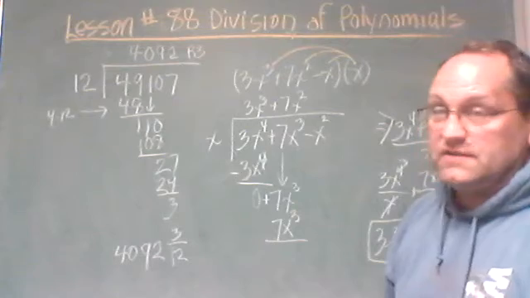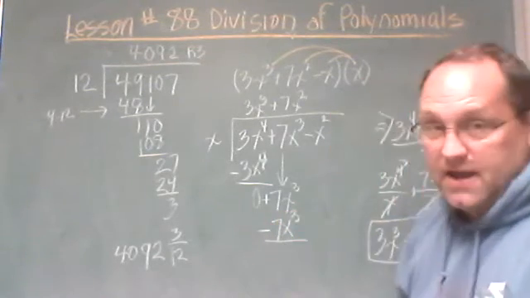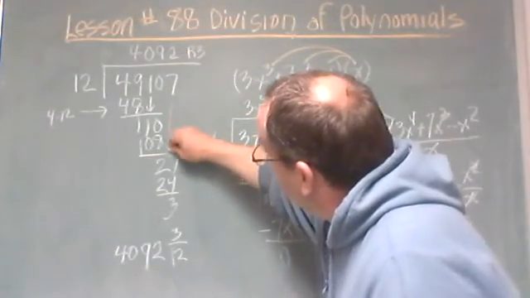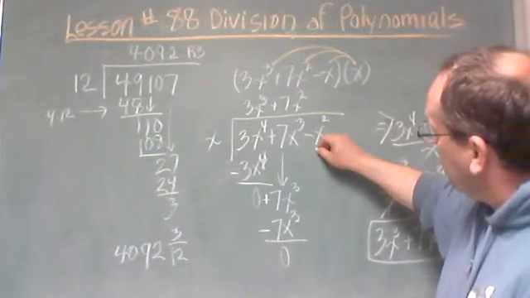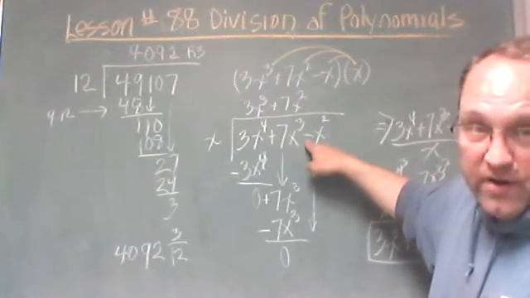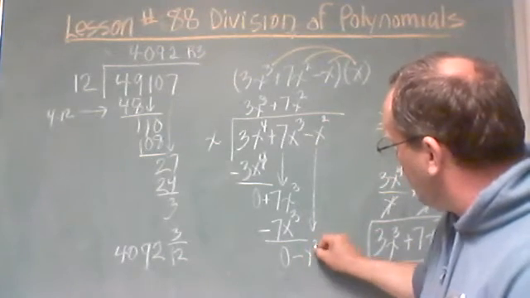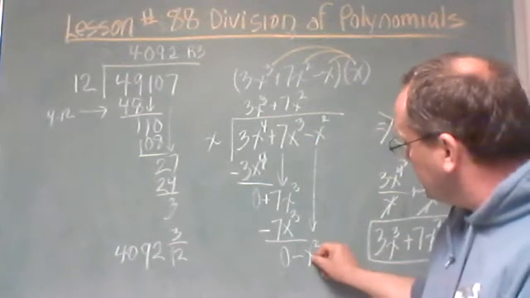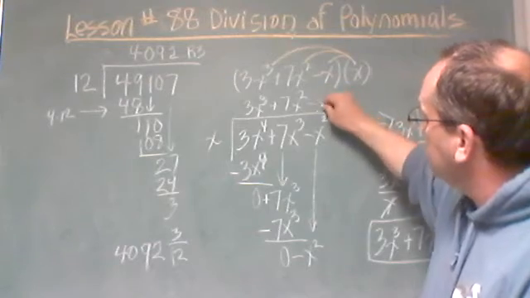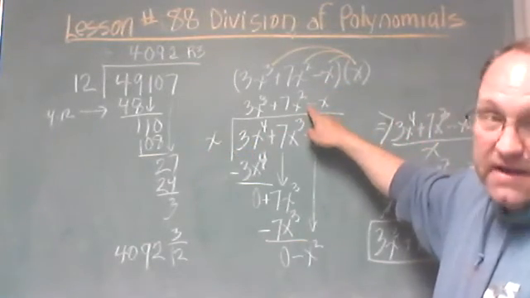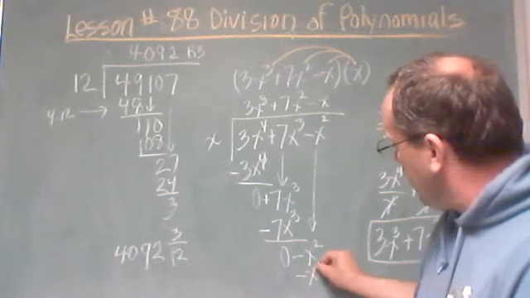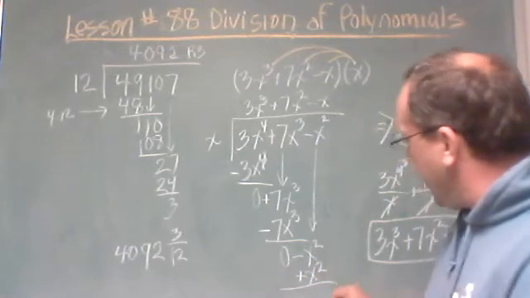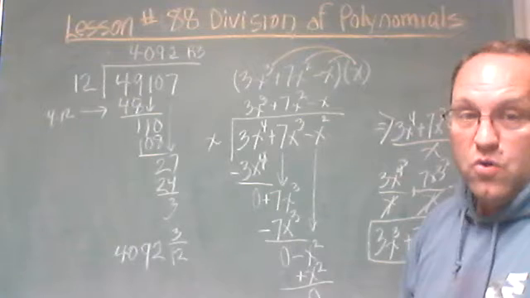Okay? I do the same drill. I change the sign and I add them. It's 0. Just like here, I drop down the next number, 7. I drop down the next term and I bring the sign along with it, a minus x squared. x times what will give me a minus x squared? A minus x. And x times a minus x will give me a minus x squared. Okay, what do I do then? I change that sign and I add. 0. I have a 0 remainder.